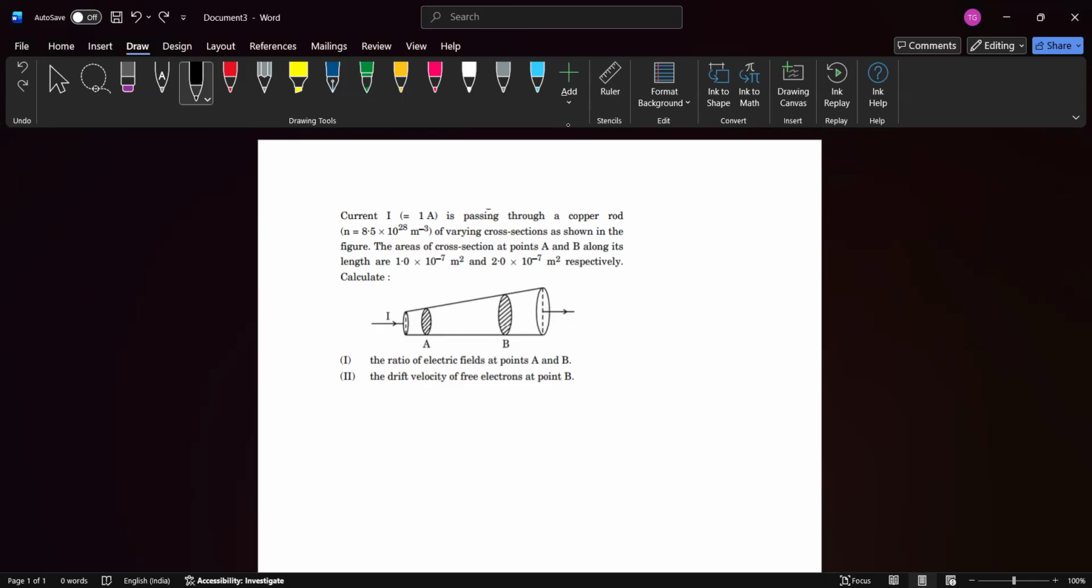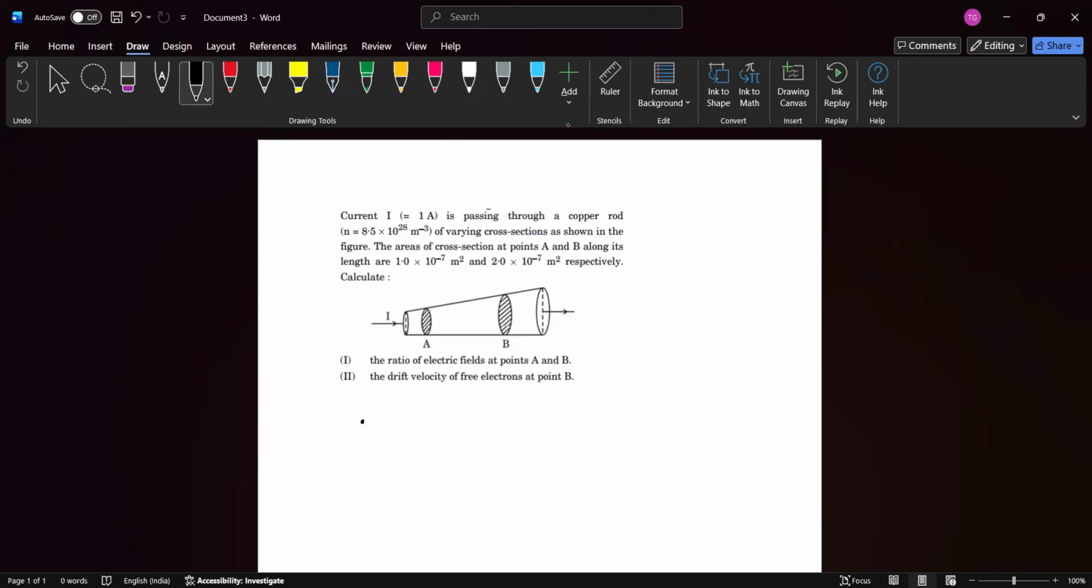The area of cross section at points A and B along its length are 1 into 10 power minus 7 meter square and 2 into 10 power minus 7 meter square respectively. Calculate the ratio of electric fields at points A and B, and also calculate the drift velocity of free electrons at point B. So let's look at the first question here. How do you calculate the ratio of electric fields at points A and B?